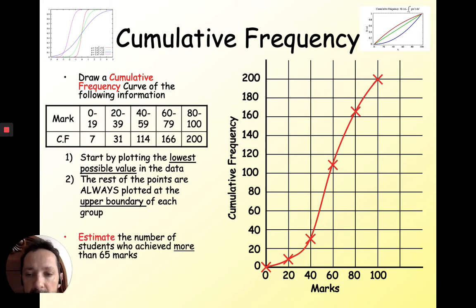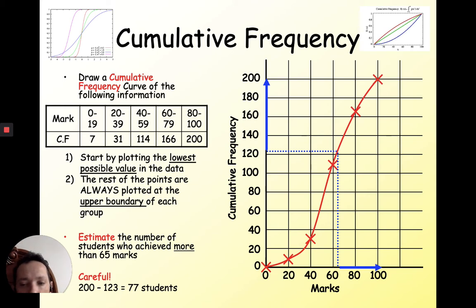And the question was, estimate the number of students who achieved more than 65 marks. Well, we find 65 on marks, draw a line up, draw a line left, and we get maybe 123. This is where we've got to be careful, because if we get 123, a lot of people will put down 123, but that would be the number of people who got less than 65 marks. So we want the number of people with more than 65 marks, so it's going to be the total minus 123, which is 77 students.